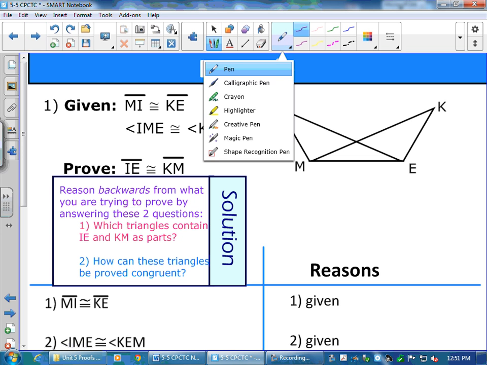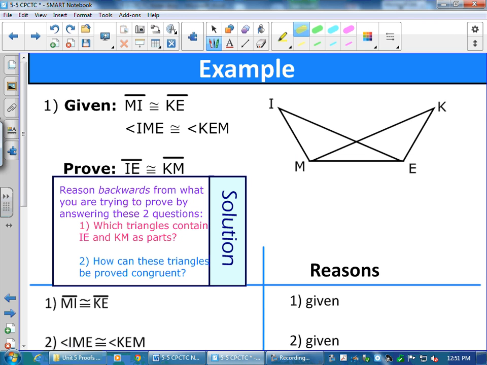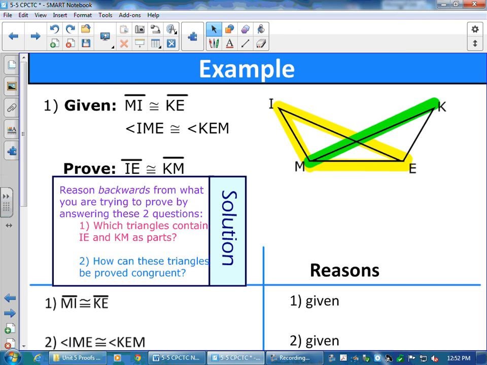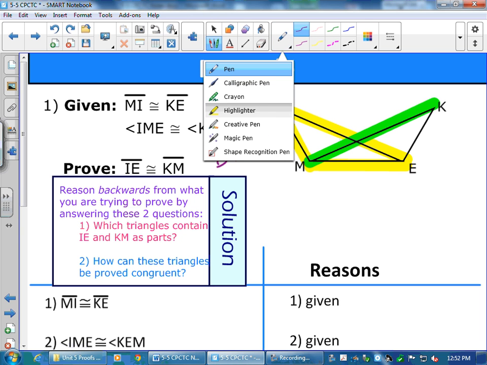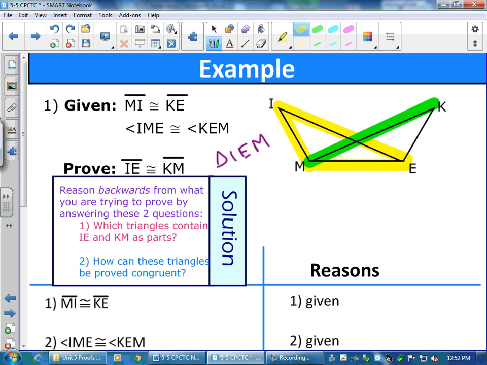So let's figure that out. We want to prove IE, highlight that, and we also want to prove KM. We want to prove that those two segments are congruent. Well, what triangles contain that? You can see IE is contained in triangle IEM. And you can see that KM is contained in triangle KME.